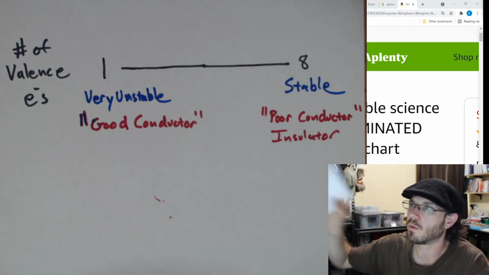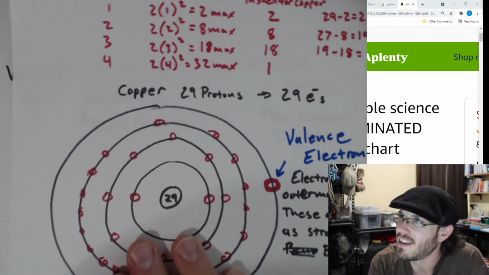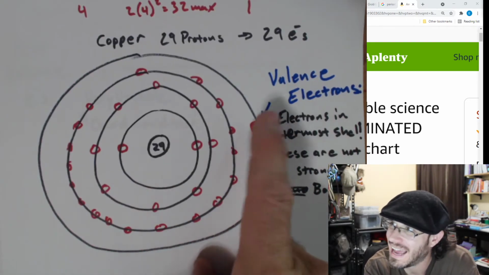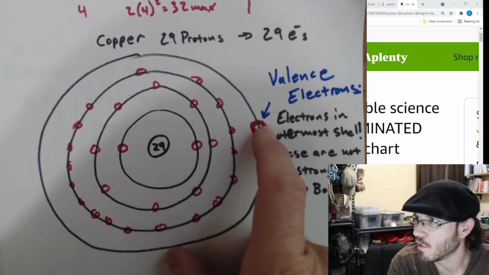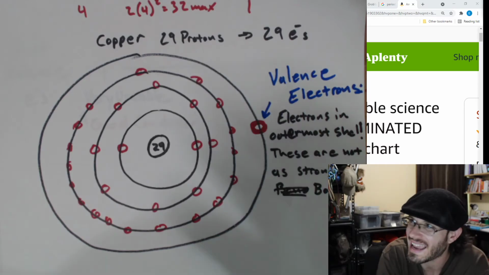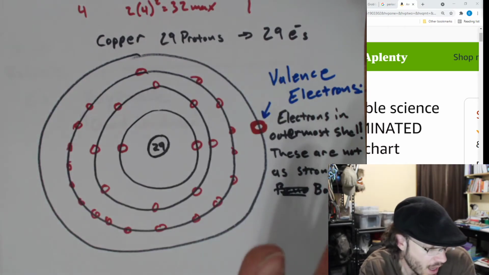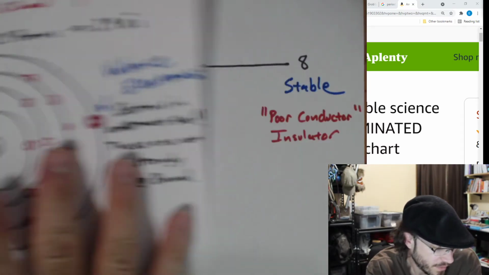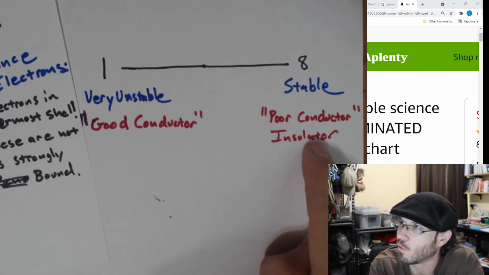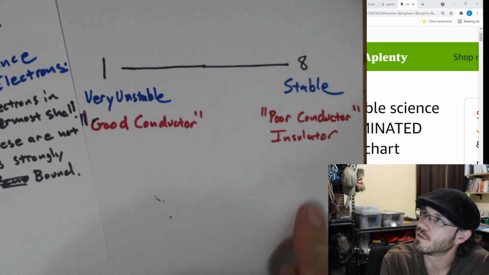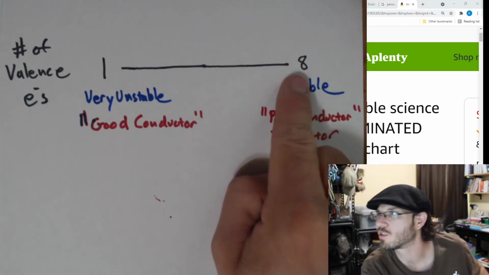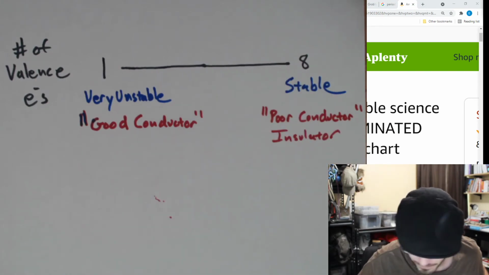So what does this mean? Well, now you know why copper is a good conductor. It's because it has only 1 valence electron, and the fewer valence electrons we have, the easier it is to take them away and give more. However, plastic, glass, rubber, things that are not metal, are all very stable, poor conductors with about 8 electrons in their outermost shell.